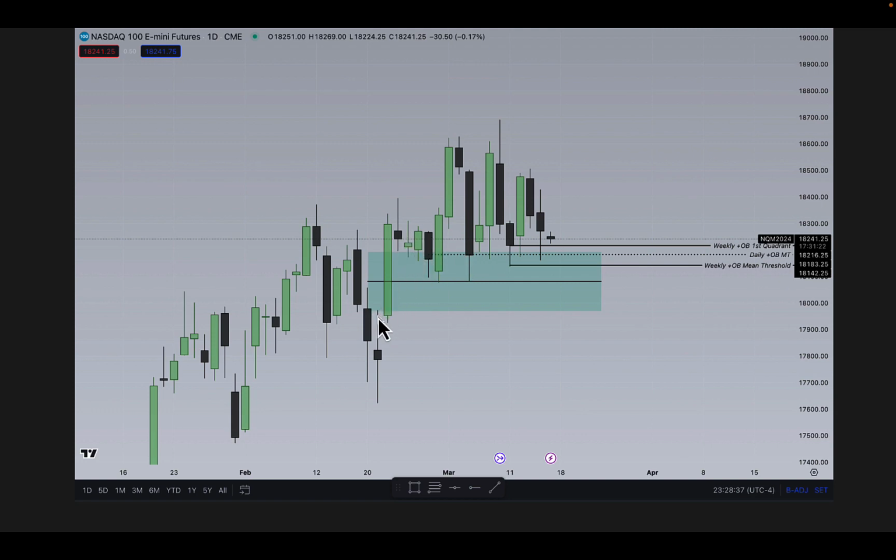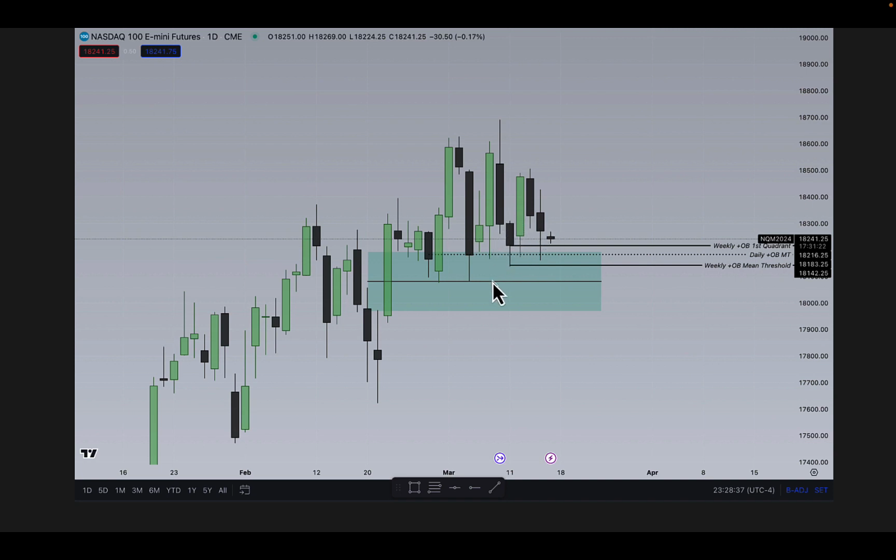Fair value gap on the daily chart, consolidate above, hit consequent encroachment essentially. And then right here, you can't tell, but we drop down, but we don't quite take out the low of this candle. So we do leave relatively equal lows here. Pretty much still consolidating all in this range. But as you can see, we do stay above the mean threshold of this daily bullish order block.